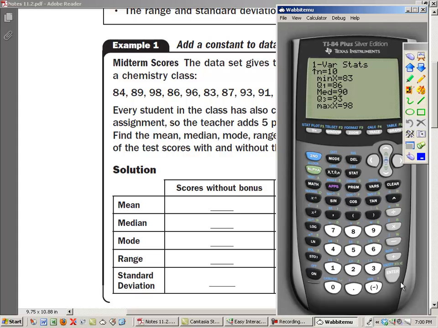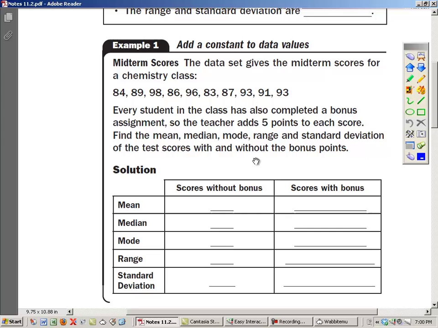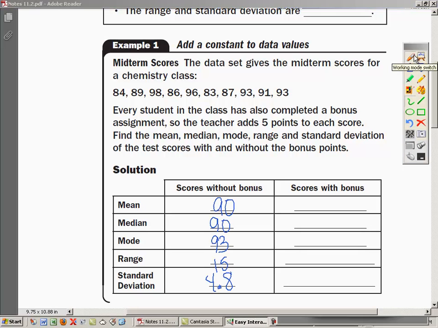So if we follow the rule from up above, it tells us that we can simply, to find the new mean, median, mode, the new measures of central tendency, since we're adding 5 points, this becomes 95, this becomes 95, and the new mode becomes 98. Because before, the most frequent number was 93, but when you add 5 to that, it becomes 98.